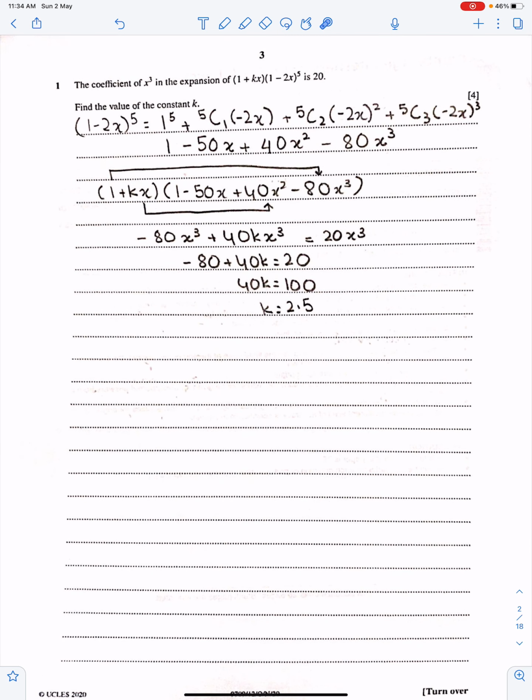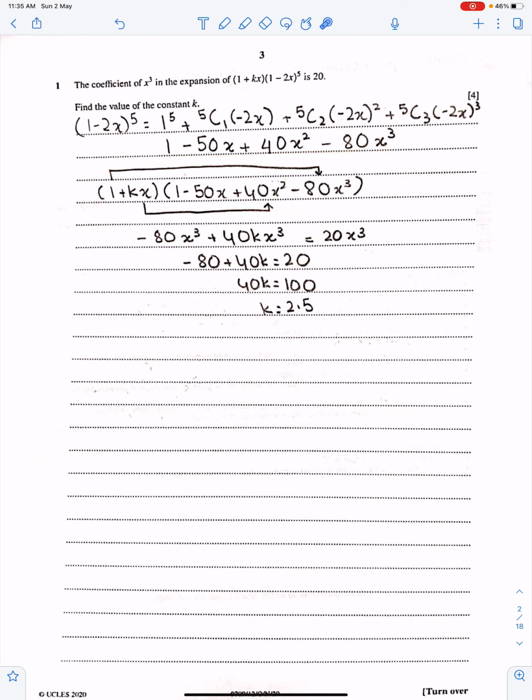Question number 1. The coefficient of x cube in the expansion of is 20. First, we need to expand this expansion up to and including the term x cube. This is the expanded form of this expansion up to and including the term x cube. Now, by multiplying this expanded form with this expansion, we have this.